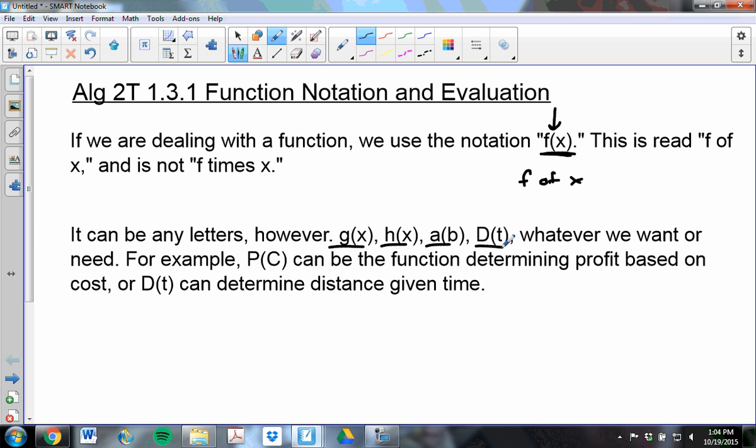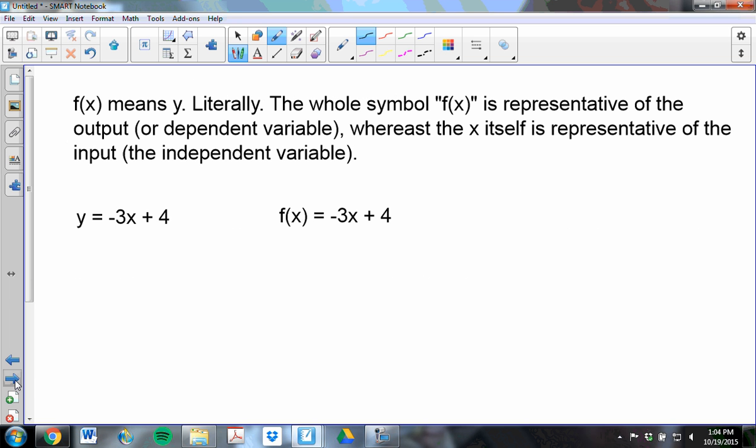function. For example, the function p of c looks like p times c, but p of c could be a function that gives you profit based on the input of cost. Or d of t could give you a distance based on your input of time. These are all examples of functions, pretty basic and simple things.